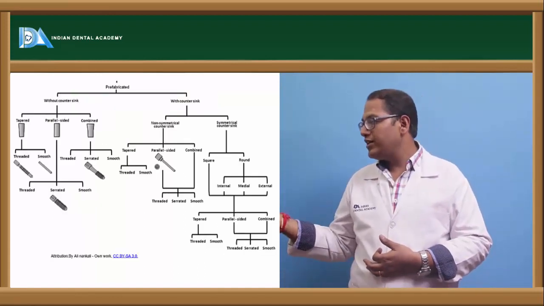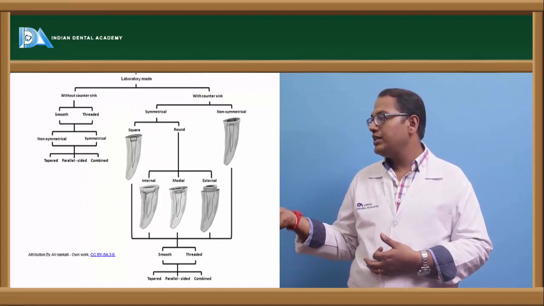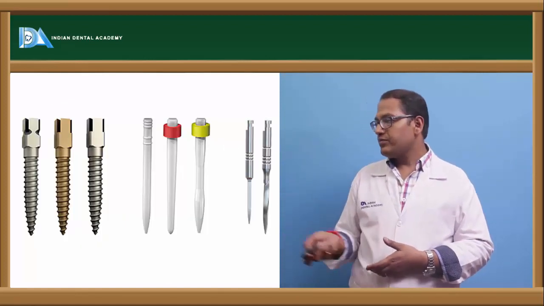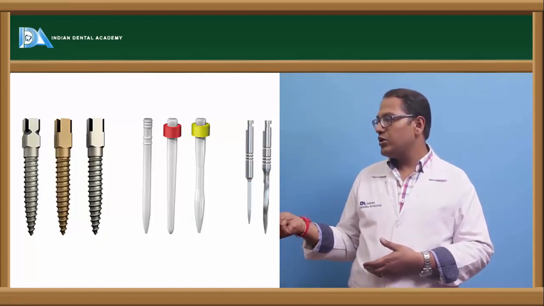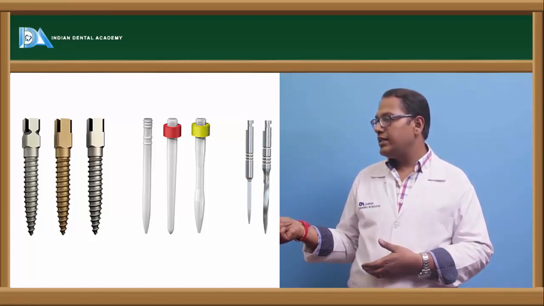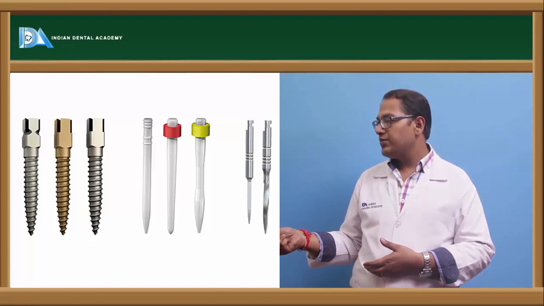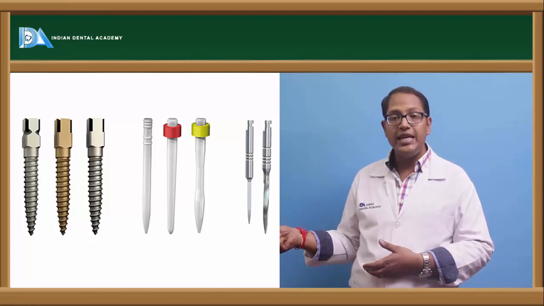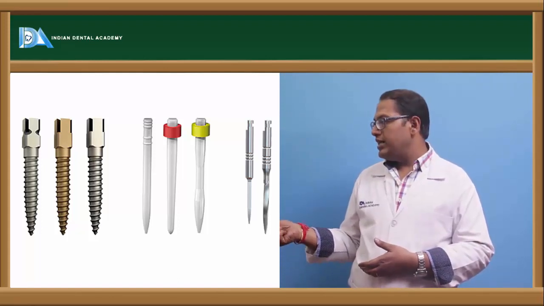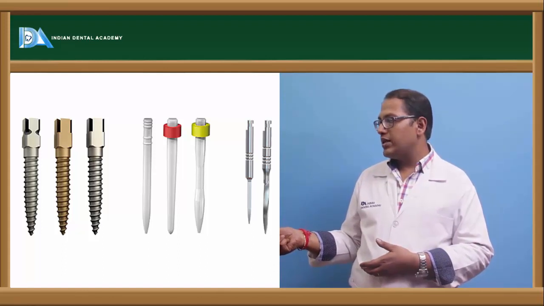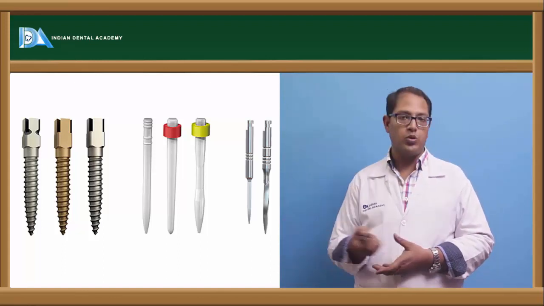So these are all the different kinds of posts that have come over the years. We can see these are the metal posts which are prefabricated, tapered posts, and these are the threads which are present. If there were a cut on the threads, that would be called threaded and serrated also. Now these are the smooth posts or the fiber posts, and these are the drills of the post.